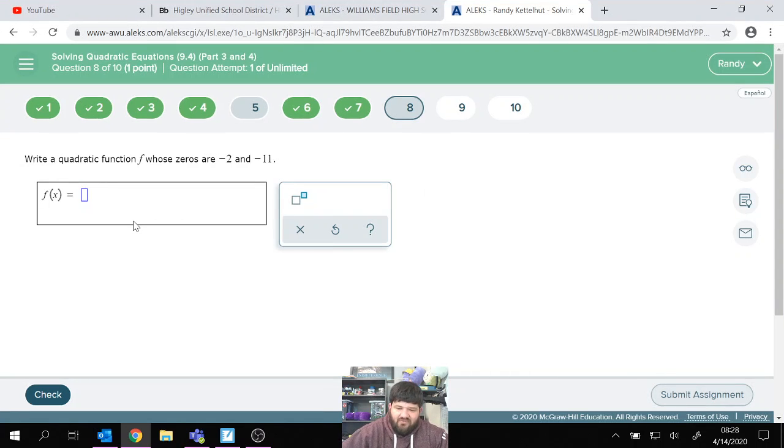Quadratic functions whose zeros are, so again, you're going to rewrite the same thing, you're just going to do the opposite sign. So it's -2, so you put +2. It's -11, so you're going to put +11. Being sure to check, this is also f of x, so we do have to use x.